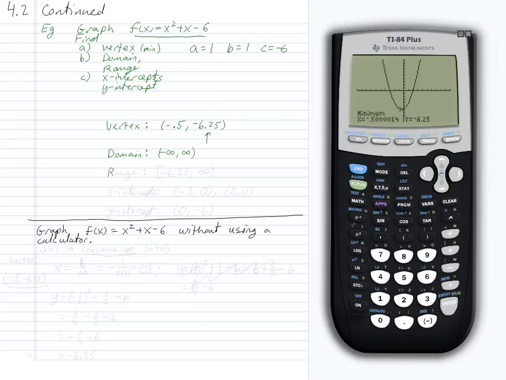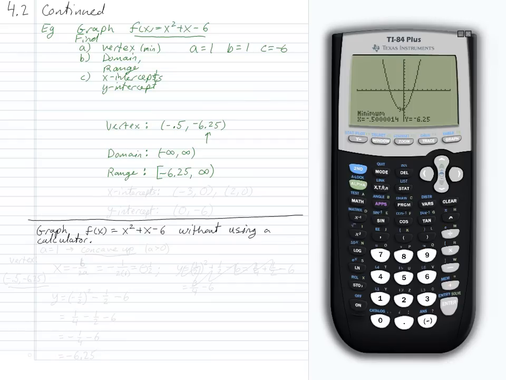Our range, however, is going to be restricted. Our parabolas have low points and high points. So our range begins at negative 6.25 and includes that point and goes up from there. This parabola exists only above y equals negative 6.25.